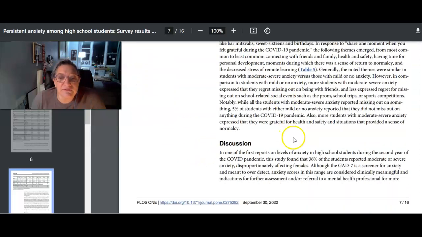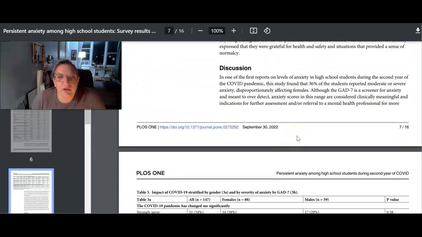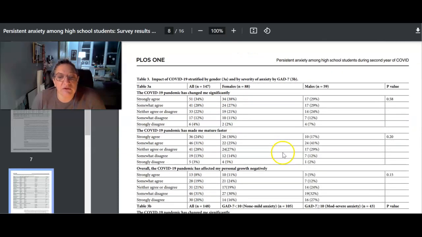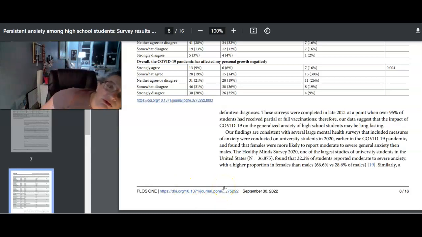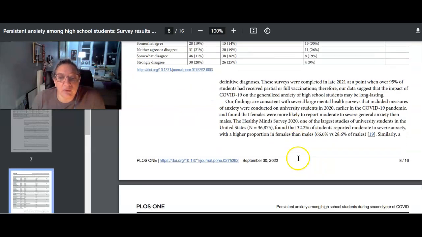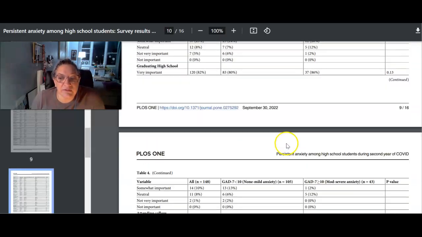So we're looking at this very complicated article. Then there's a whole discussion, right? So that's all the researchers saying, this is what we want you to know. And you can see right here, it says, our findings are consistent with several mental health surveys that included measures of anxiety were conducted on university students in 2020, earlier in the COVID pandemic, and found that females were more likely to report moderate to severe general anxiety than males. Right, so more of the women were anxious than the men. All right, so we can just kind of get this idea now about what it is that this article is giving us.